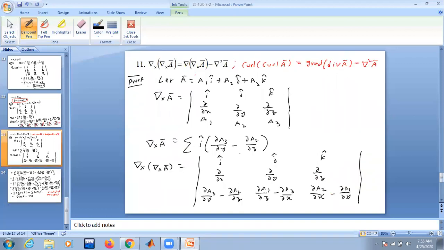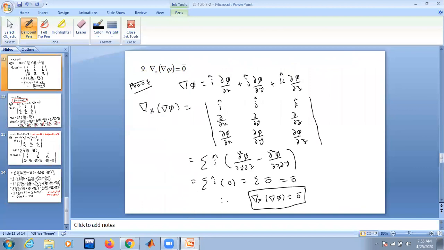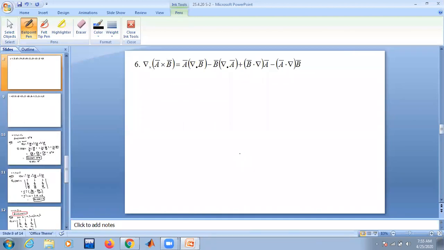Now two more results are remaining, which I am going to prove now. See the 6th result. Okay, curl of a bar cross b bar equal to a bar into del b bar minus b bar into del a bar plus b bar dot del a bar minus a bar dot del b bar. In this, what you don't know is these two terms. What do you mean by b bar dot del? What do you mean by a bar dot del? Operator on b bar you don't know. You know divergence of b bar. You also know divergence of a bar. Okay. So what are the definitions of these two? We'll see in the proof. Okay. So let us prove it.